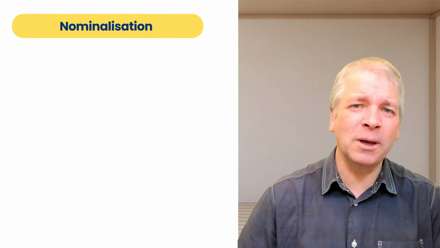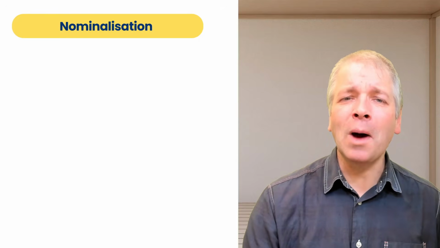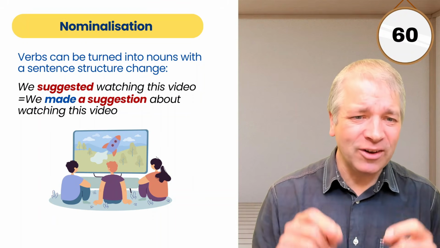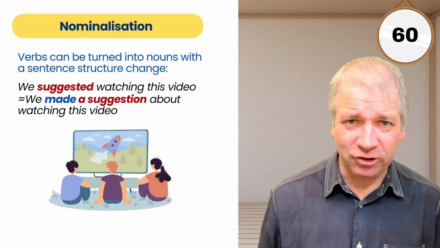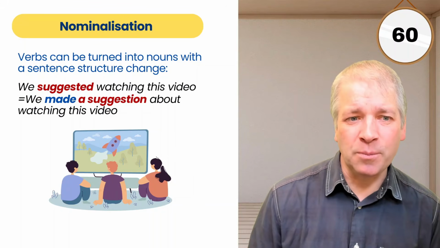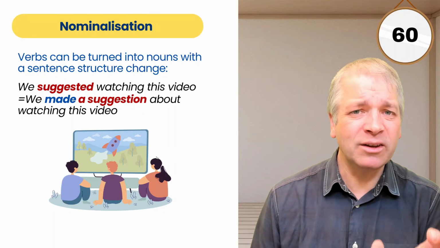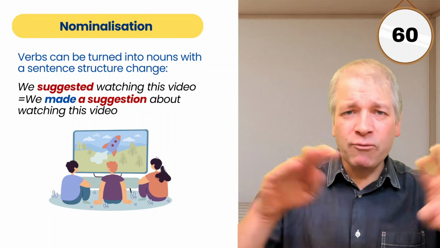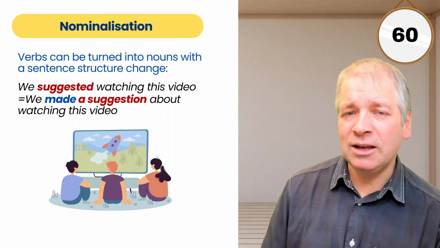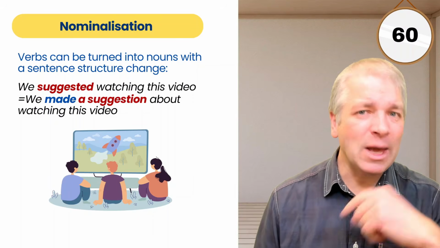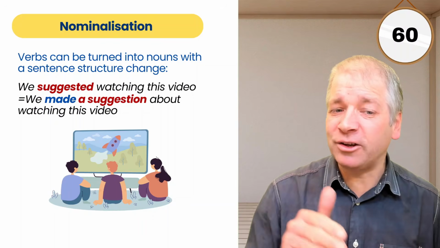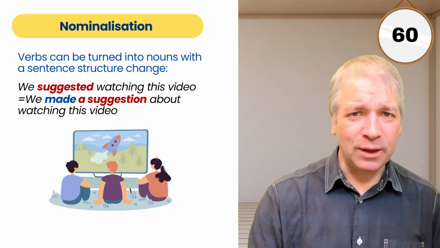Let's move on to another topic of nominalization. What do I mean by nominalization? Well, this is where verbs or other words can be turned into nouns with a sentence structure change. Compare the two examples. We suggested watching this video. In the first example, suggested, the word in red, suggested is a verb. We can rewrite this sentence, possibly to make it more formal, by switching suggested into its noun form suggestion. And we have to add an extra verb to make up for it because now we've lost the verb. So we could say this: we made a suggestion about watching this video.